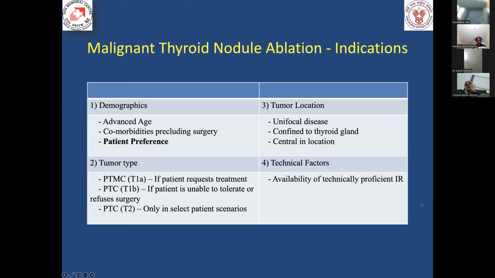Now, coming to treatment of thyroid gland malignancies, the indications are essentially T1A, that is if the patient requests treatment, who is otherwise under active surveillance. T1B, if the patient is unable to tolerate or refuses the surgery. These are the only prime indications for PTMC, in case of papillary thyroid carcinoma. And anything above that, T2 and above, would be only in select patient situations. So otherwise, surgery would be the gold standard.